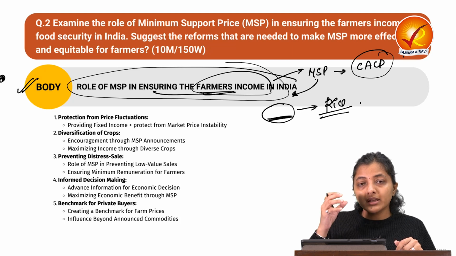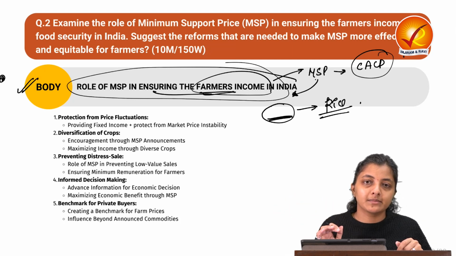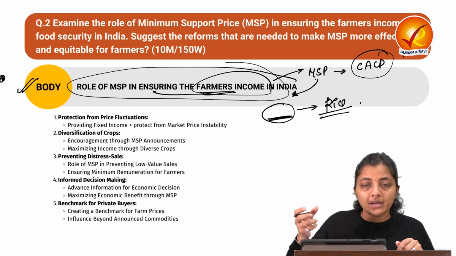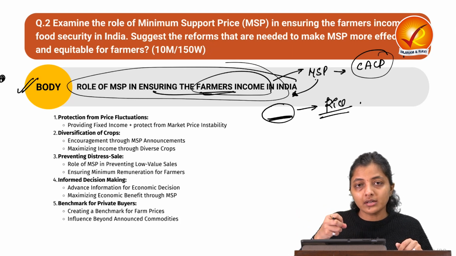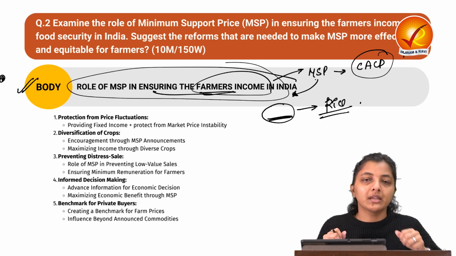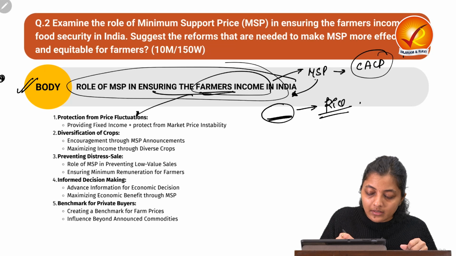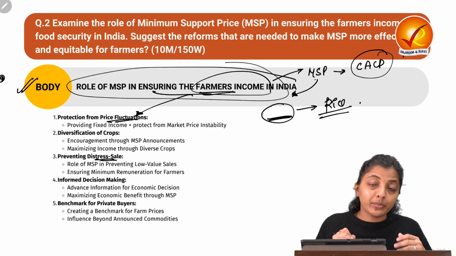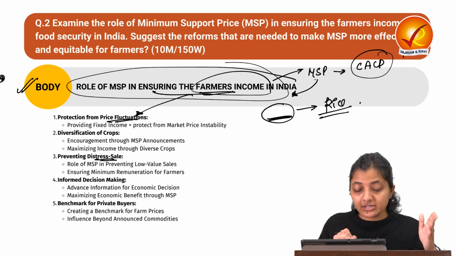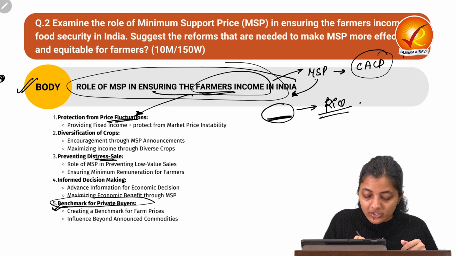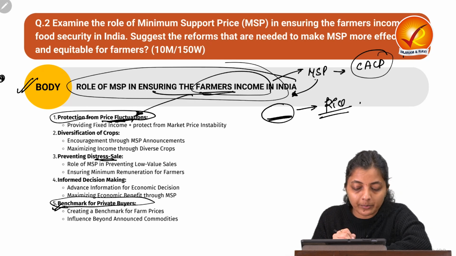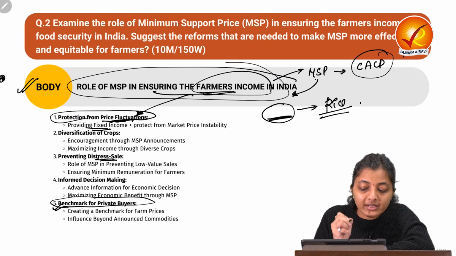Now this particular commodity cannot be sold in the market below this price. It is the very minimum price declared in the market, so if a private player wants to buy this commodity from the farmer, they have to pay this minimum price. So it protects the farmer from price fluctuation. It prevents the farmer from distress sale, from selling products at distressed rates. It also acts as a benchmark for the private player. It helps in preventing price fluctuation, because it gives a fixed income.